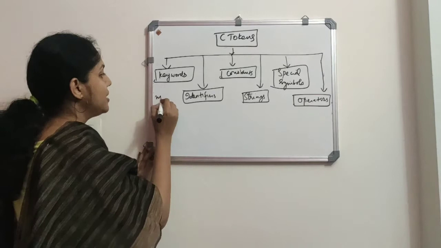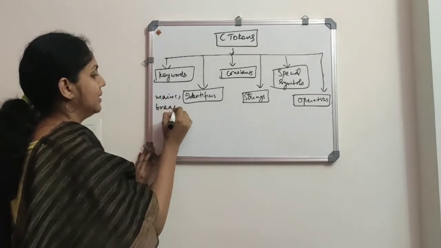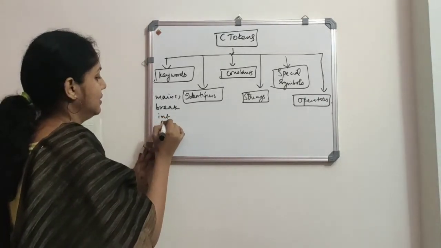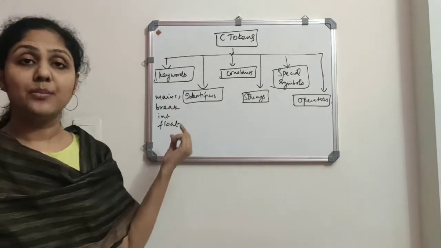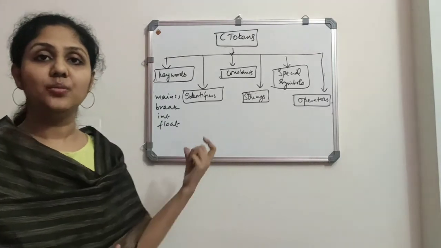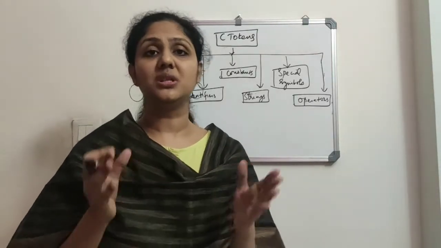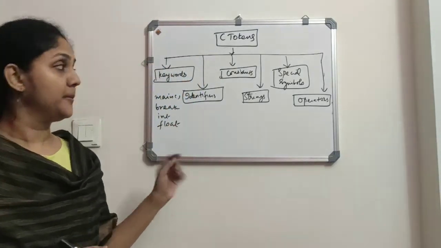Examples of keywords are break, int, float, etc. These are examples of some of the keywords. There are a number of keywords in C. These keywords have a specific meaning associated with them, so we cannot use them just like that. Each one has its own purpose.